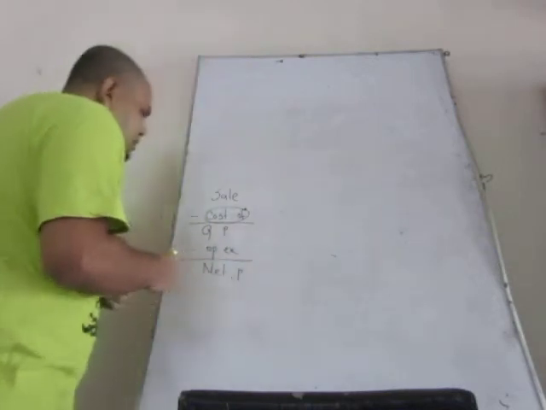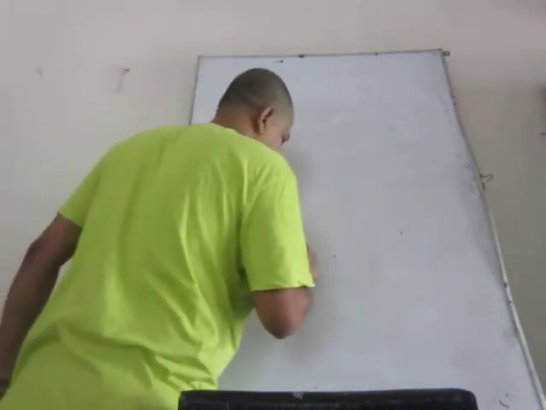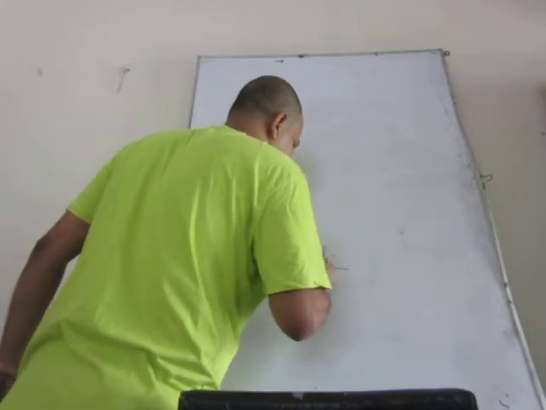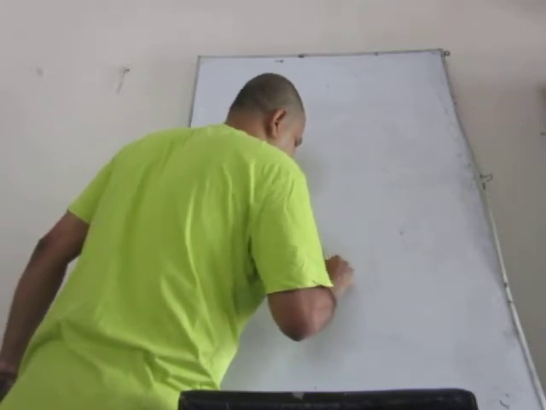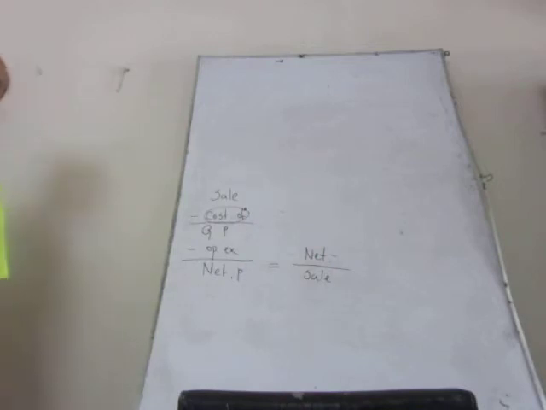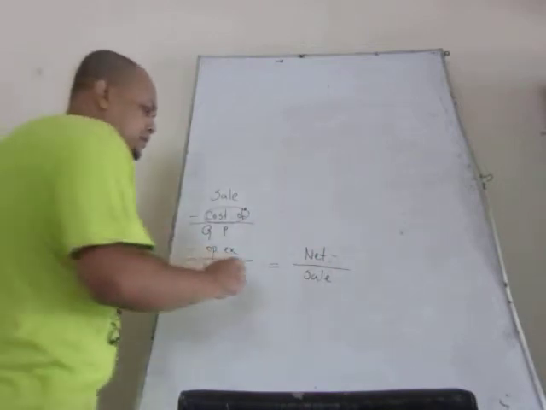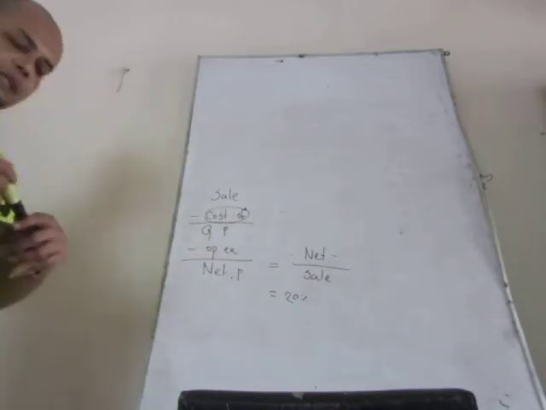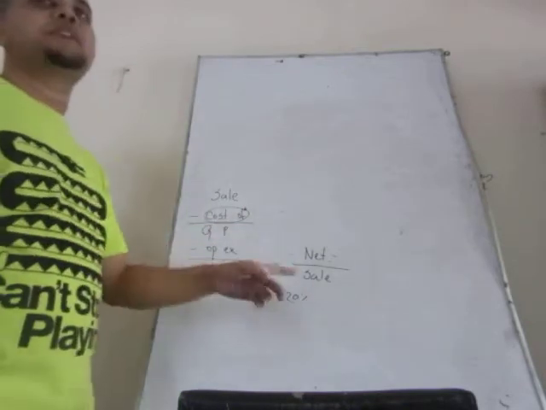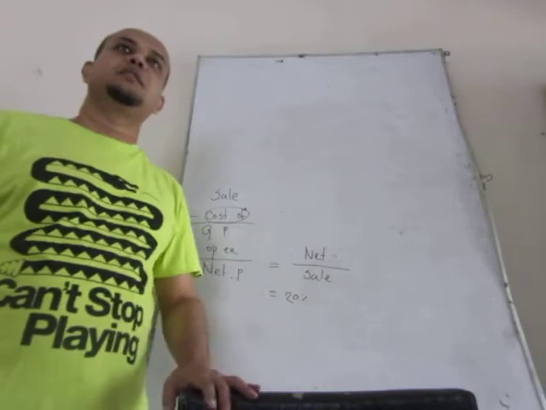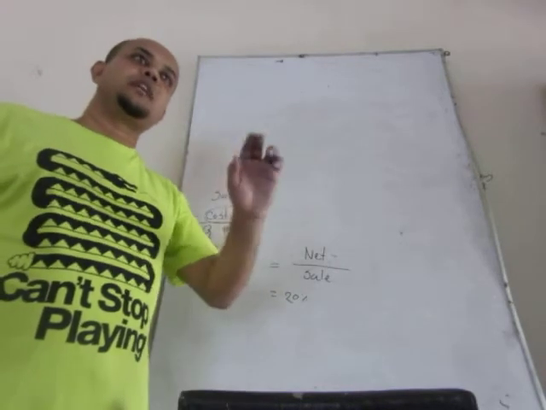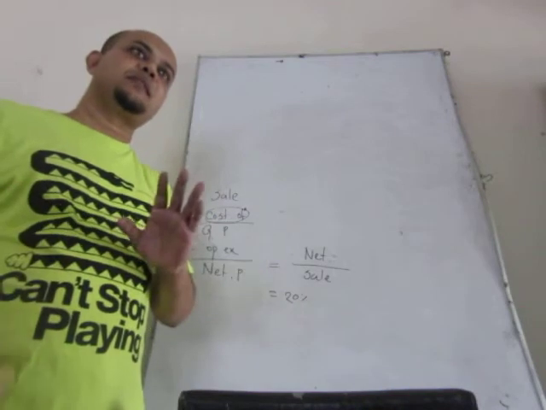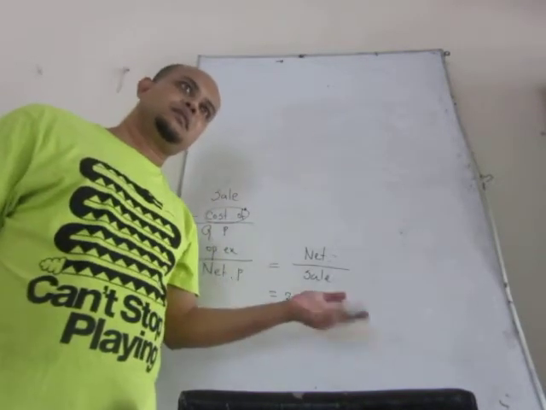Net profit margin is net profit divided by sales into 100. Suppose it is 20%. Just like the gross profit margin, through net profit margin you cannot compare two different companies, but you can calculate the trend analysis of your own company. And then you can evaluate your performance in comparison to the last year and current year.